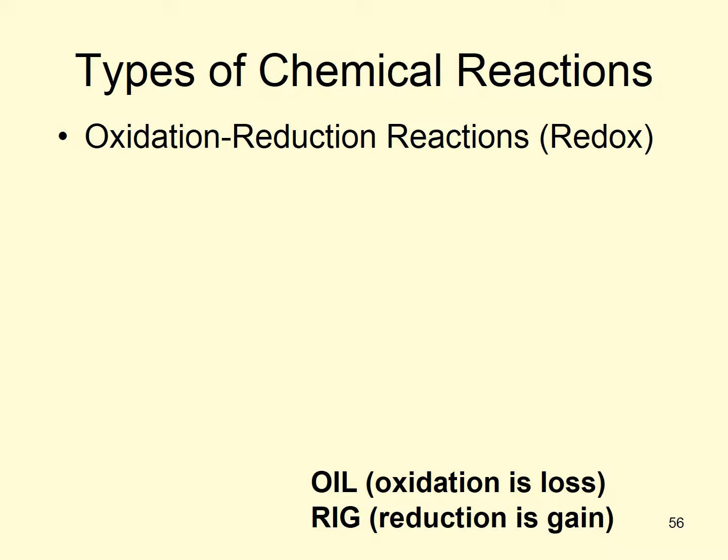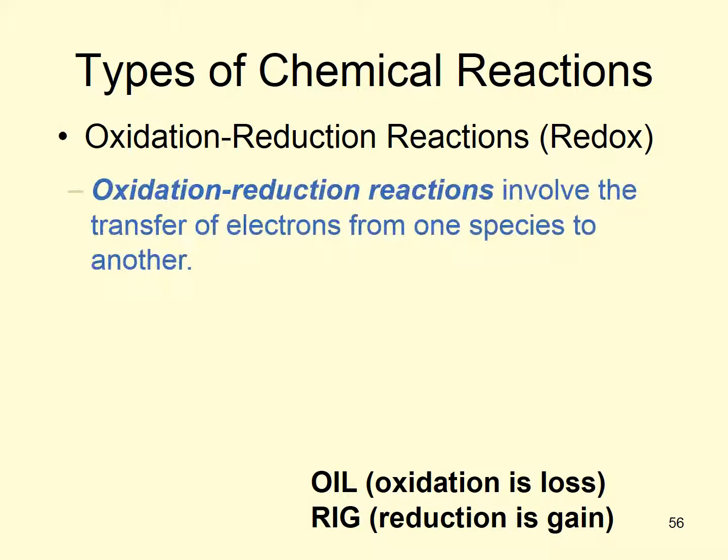Okay, so our third type of chemical reaction, we had precipitation, we had acid-base, and now we're going to talk about oxidation-reduction reactions, or sometimes shortened to redox. Oxidation reduction reactions involve the transfer of electrons from one species to another. So it's similar in a way to acid-base. It's just that instead of a transfer of a H plus, this time a proton, this time we're transferring an electron.